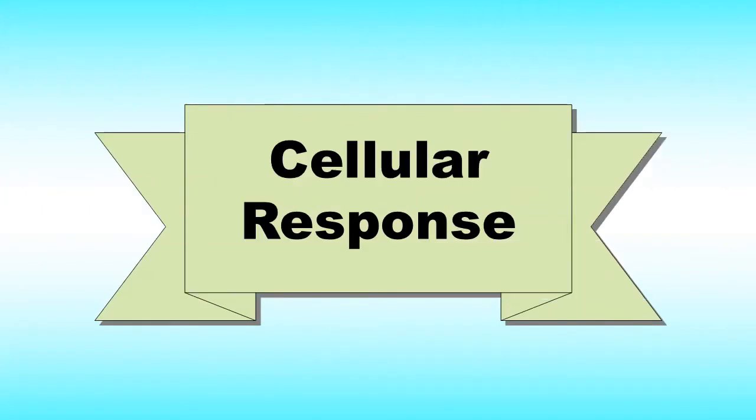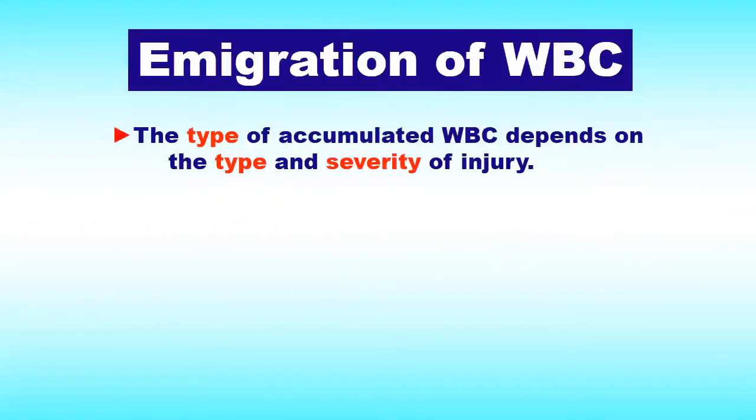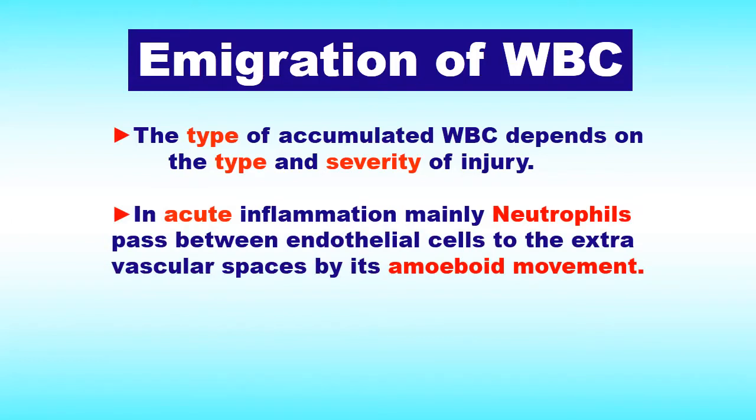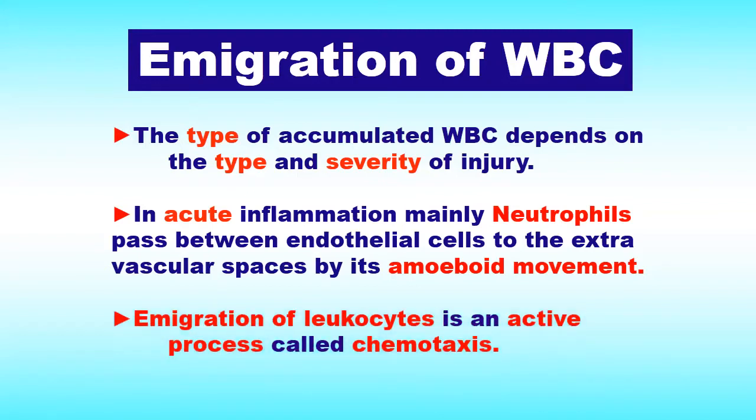We start with cellular response in the acute inflammation. Emigration or migration of white blood cells or leukocytes. We should know that the type of accumulated white blood cells depends on the type and severity of injury or inflammation. In acute inflammation, mainly neutrophils pass between the endothelial cells to the extravascular spaces by their amoeboid movement. Emigration of leukocytes is an active process called chemotaxis.